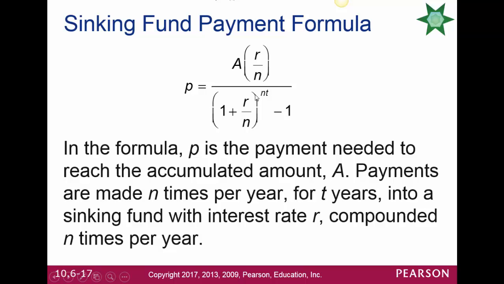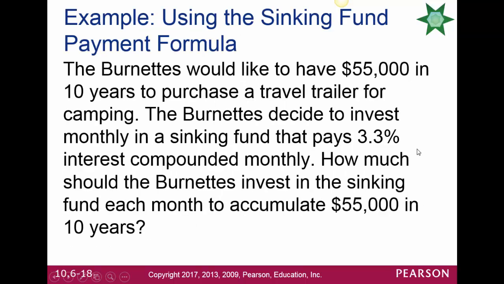The payment is given by this formula, where A is how much we want to accumulate, R is the interest rate as a decimal, N is the number of compounding periods, and T is the time period. Notice that the parts here are similar to what we used in the prior formula, but this time we solved for the payment rather than solving for the accumulated amount. So let's try an example.